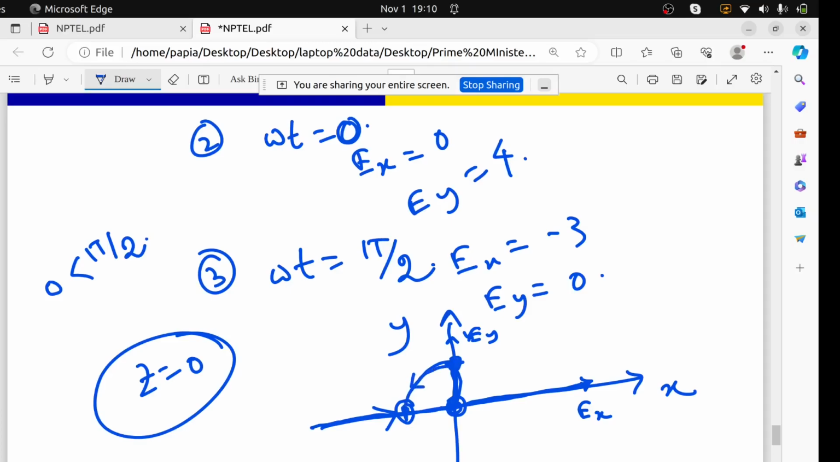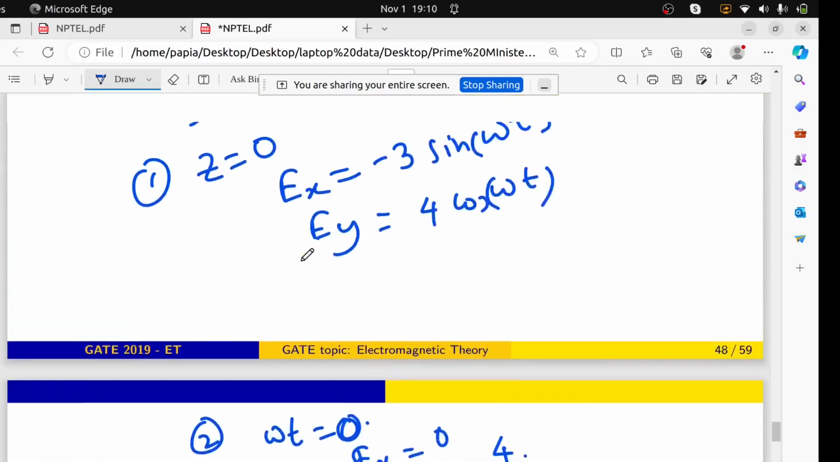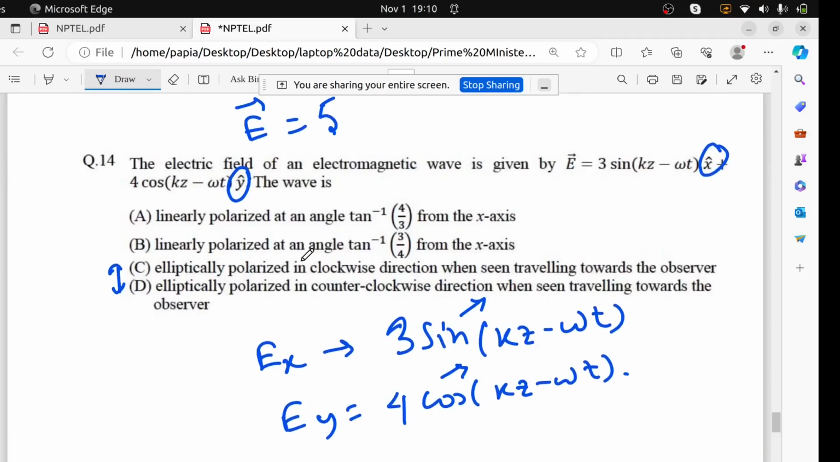Now you can see that previously we were here, now we are coming here, right? So what is the direction here? Is it clockwise or anti-clockwise? I am giving anti-clockwise, right? So that means this wave is in anti-clockwise direction. So it is elliptically polarized in counter-clockwise direction when seen traveling towards the observer. That one will be the correct one. Do you understand?